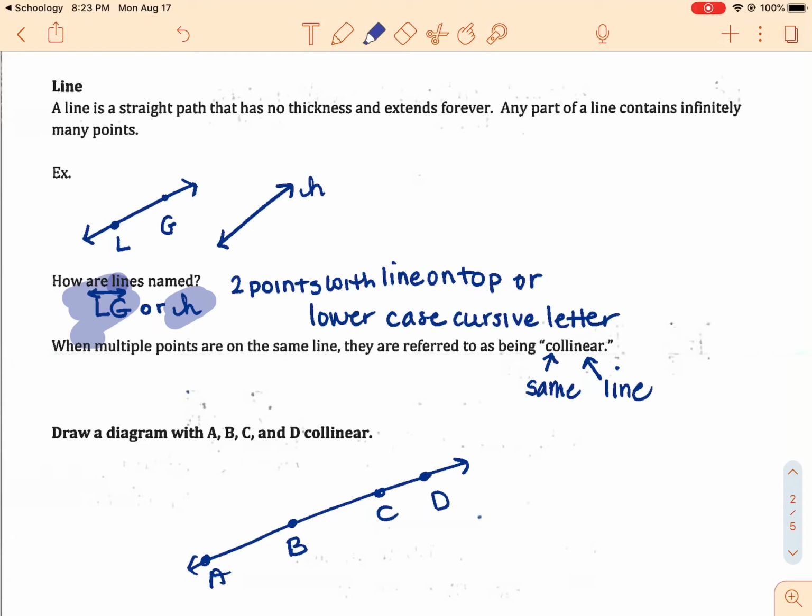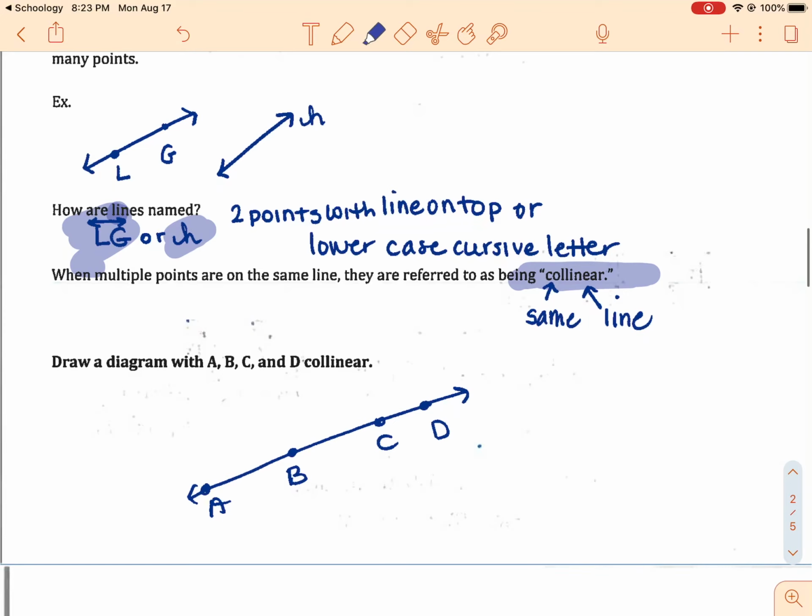Then we have a vocab word, collinear. If something is said to be collinear, it means that it's on the same line. Think about the word co, like if you co-host, you're both doing it, it's like you're the same. And then linear, of course, is line. So on the same line. If we were to draw a diagram that has 4 different points, A, B, C, and D, that are collinear, that means all 4 of those points have to be on the same line, like that example.